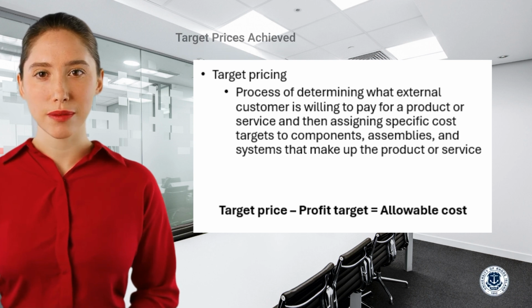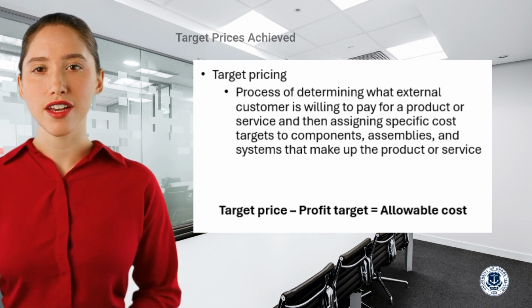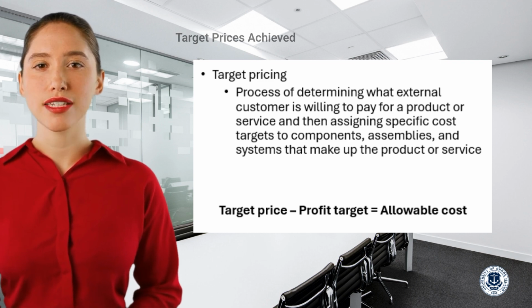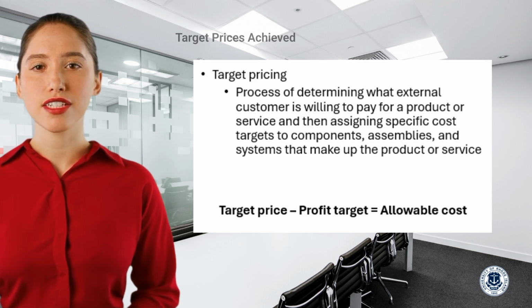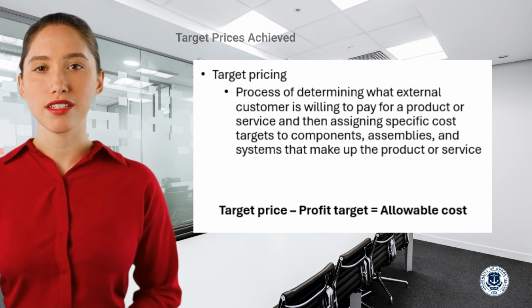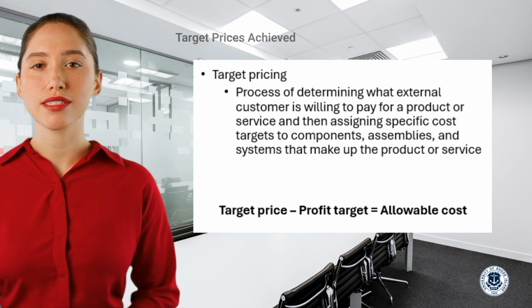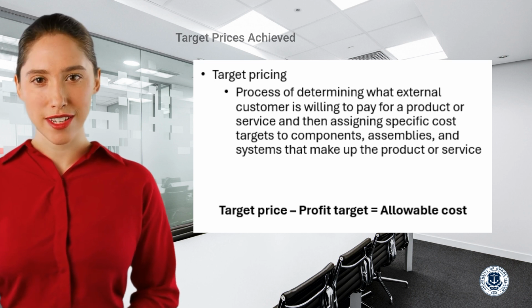Another approach is target pricing. Target pricing starts by determining what customers are willing to pay for a product. From that price, the firm subtracts the desired profit to determine the allowable cost. Supply management then works with engineering and suppliers to ensure that components and materials meet those cost targets.